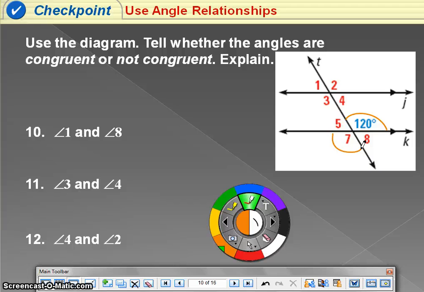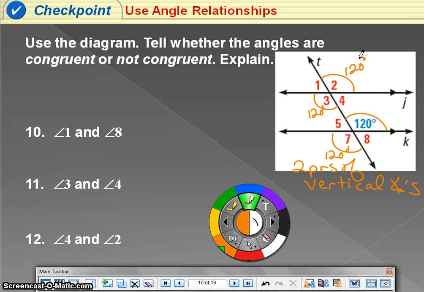120 also corresponds to angle 2. Well, 7 also corresponds to angle 3. So if you look here, you have two pairs of vertical angles that also happen to tie into the corresponding angles thing. And remember, vertical angles are congruent. So 7 is 120, 3 is 120, and 2 is 120.